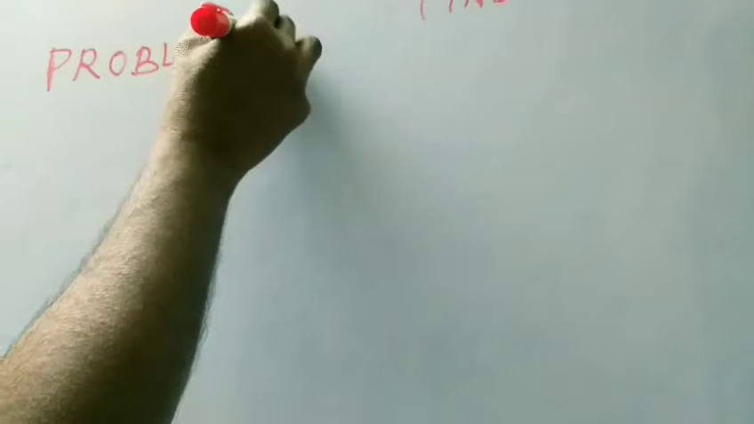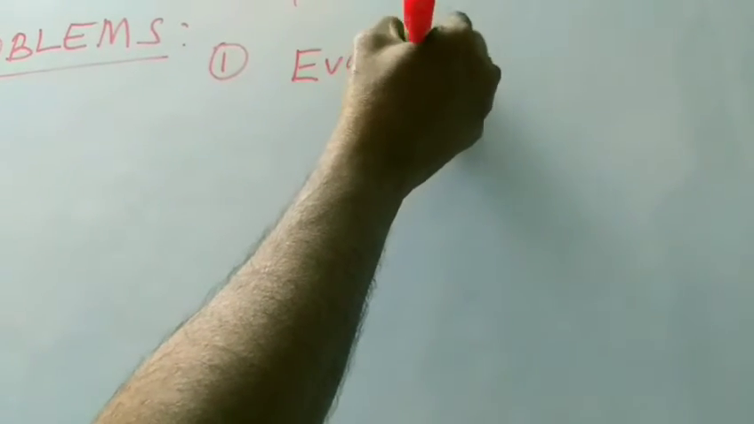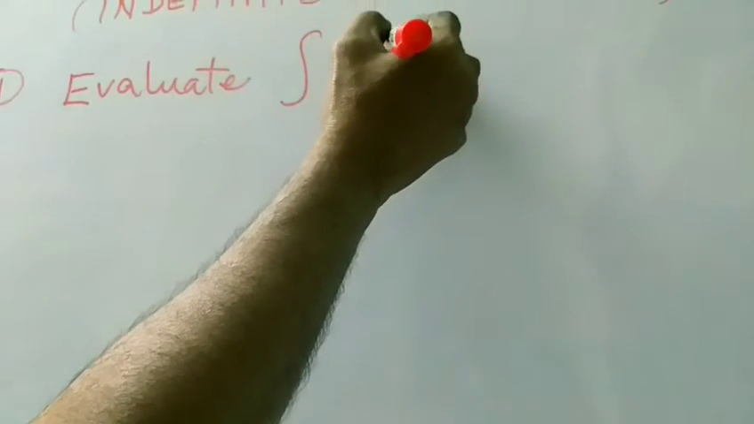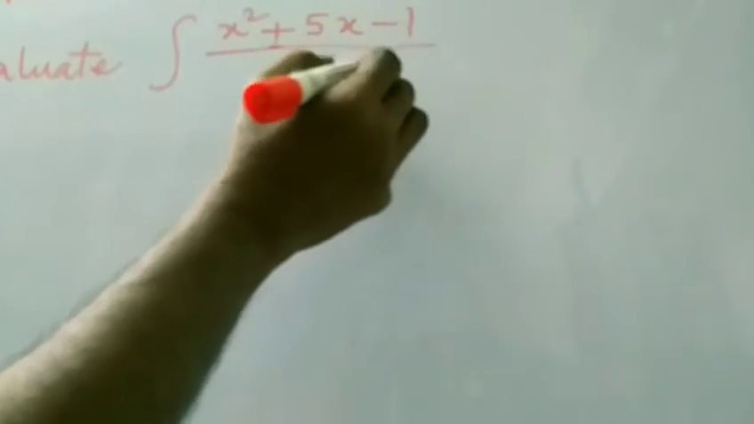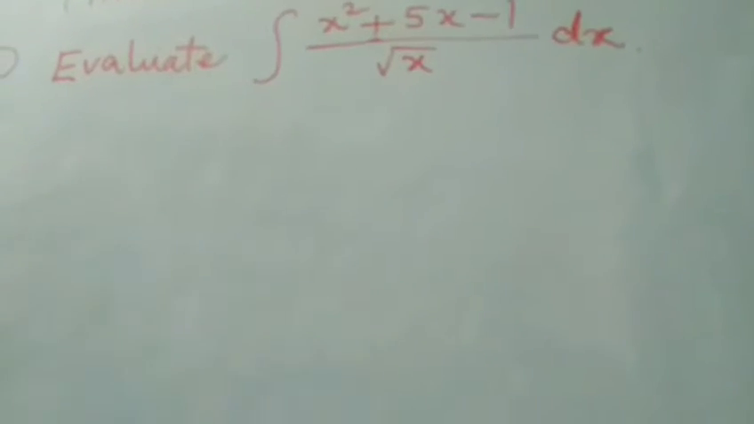Now problems. The first problem: evaluate integral of x square plus 5x minus 1 by root x dx. This is the first problem. Now we are going to solve this one.